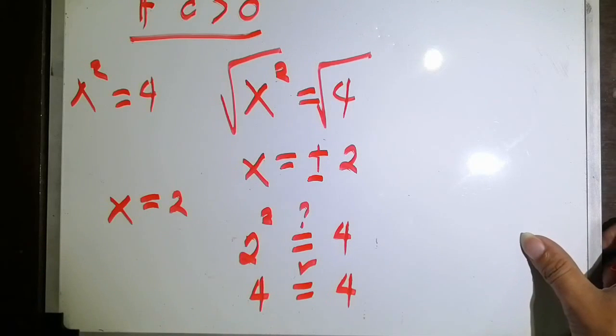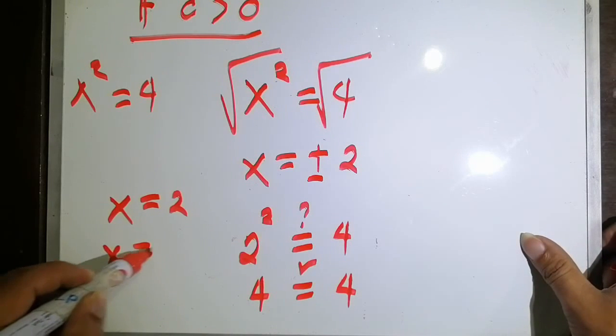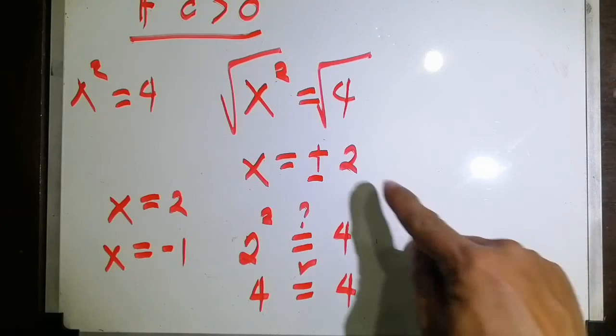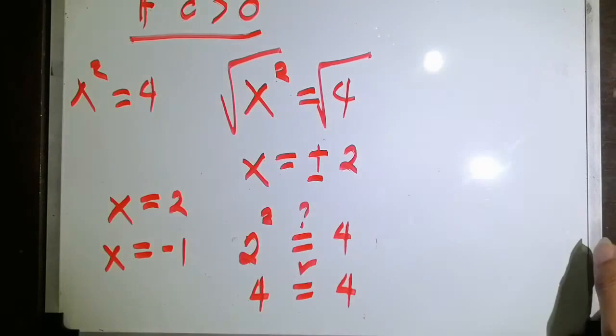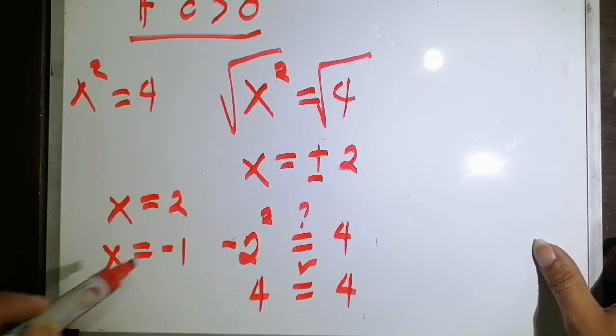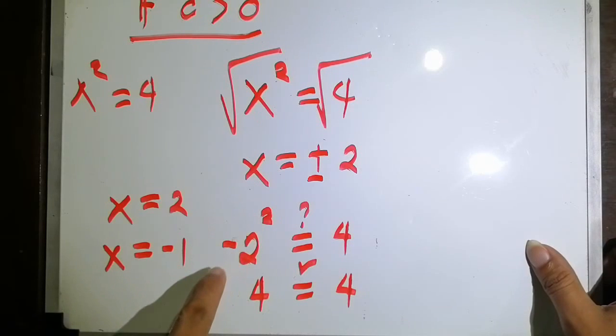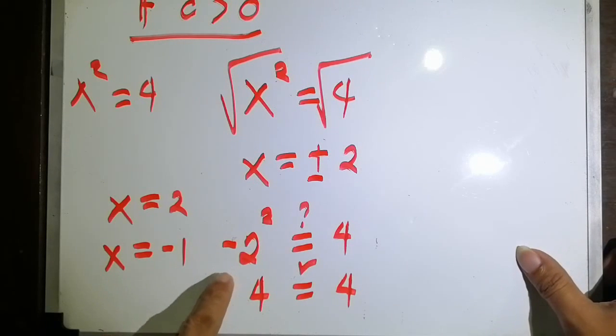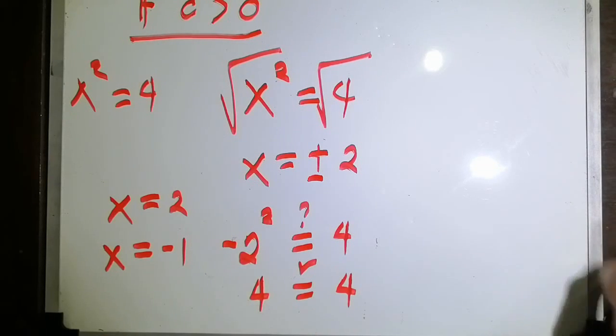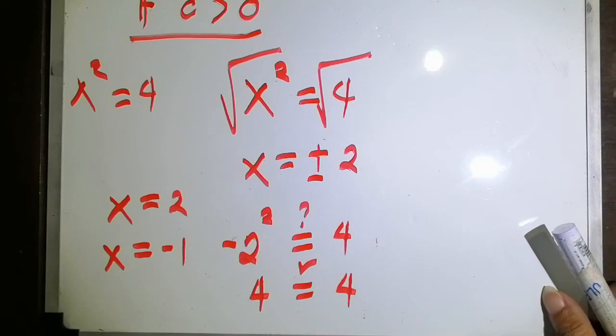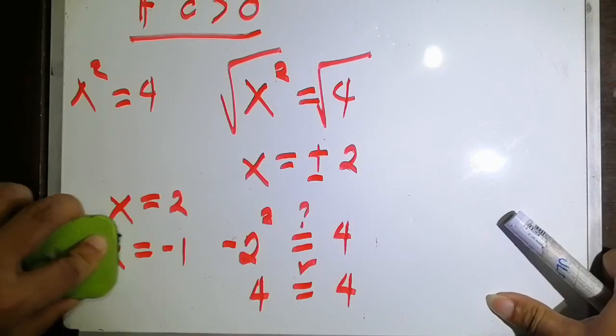What about if x is negative? Since we have two solutions, the positive 2 and the negative 2. So here palitan lang natin. So negative 2 squared, negative 2 times negative 2, we have positive 4. So equal pa din. So it means tama pa rin yung ating solution.